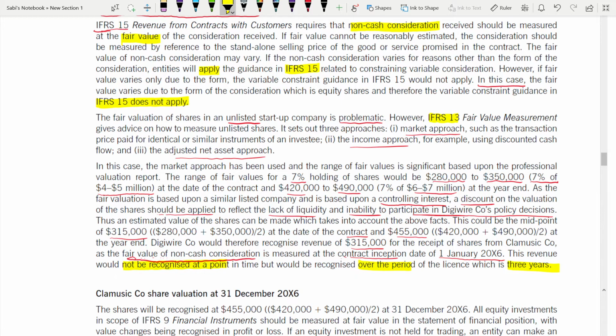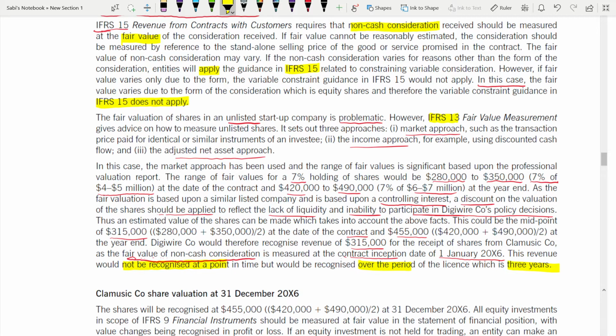License is for 3 years, no? So that revenue is not recognized in full, right? It's not recognized at a point in time, not in a single time. You cannot say this is the revenue. Over that 3 years, the revenue will be recognized. Key area. Mark it somewhere.